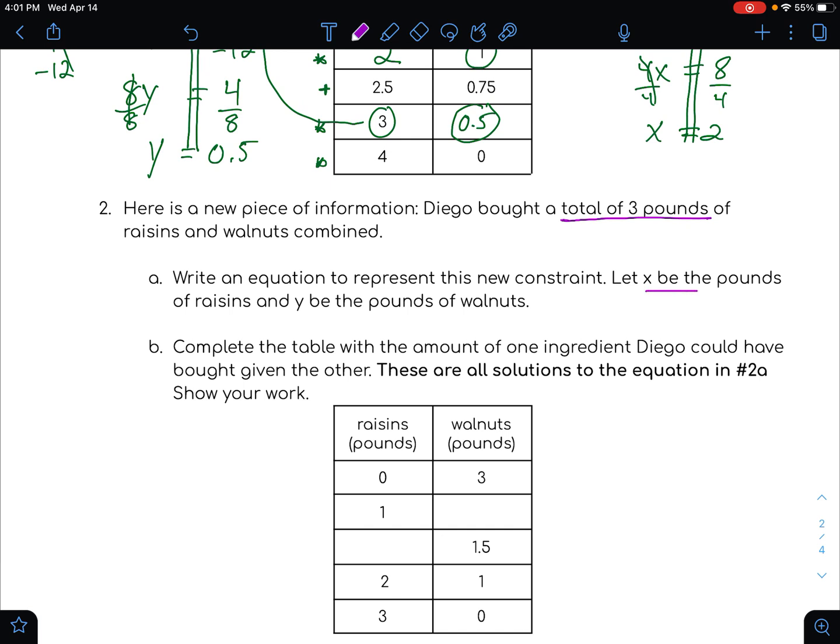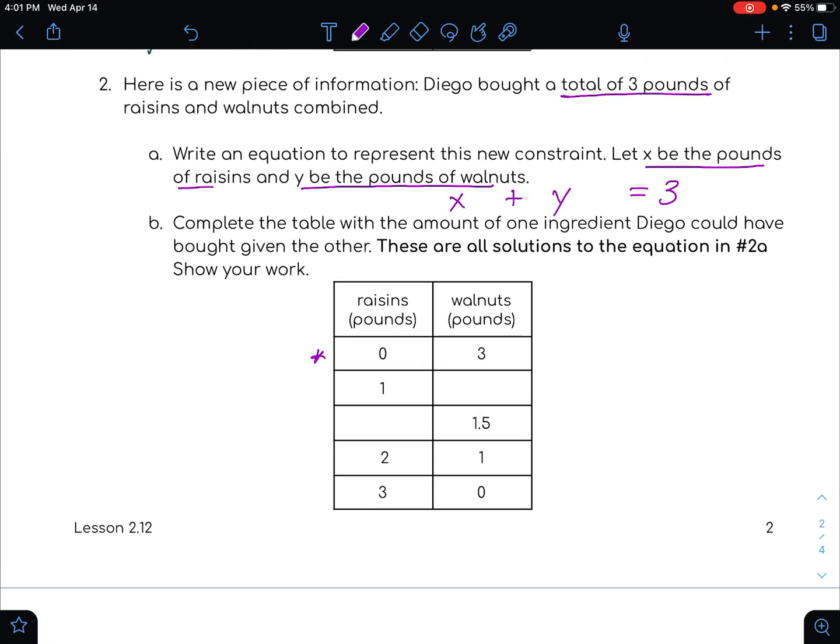And remember, x is pounds of raisins, and y is pounds of walnuts, and so we're talking the total amount of pounds is 3. So if we just add together the pounds of raisins plus the pounds of walnuts, that would be our equation, x plus y equals 3. So it doesn't have anything to do with money in this equation, it's just about total pounds, which are our variables, so x plus y equals 3.